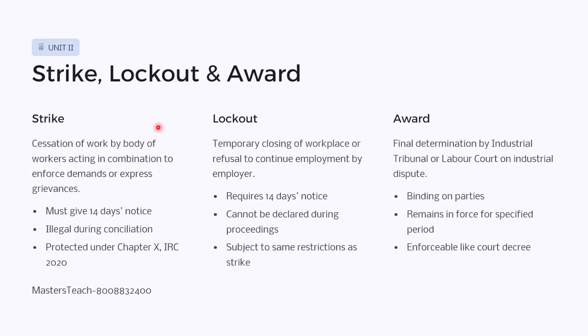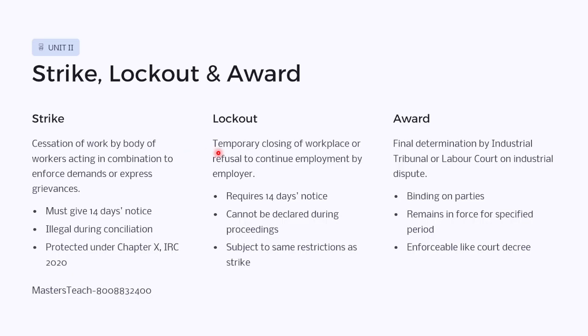Then strike, lockout and award. What is a strike? It is a cessation of work by a body of workers acting in combination, or a concerted refusal, in order to enforce demands or express grievance. They must give 14 days notice, it is illegal during conciliation, and it is regulated under Chapter 10 of IRC 2020.